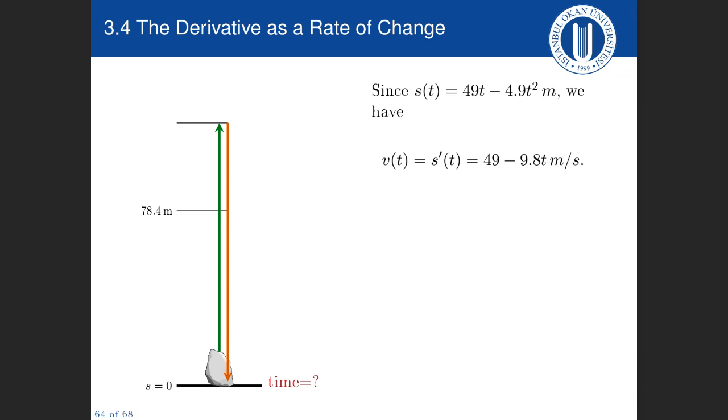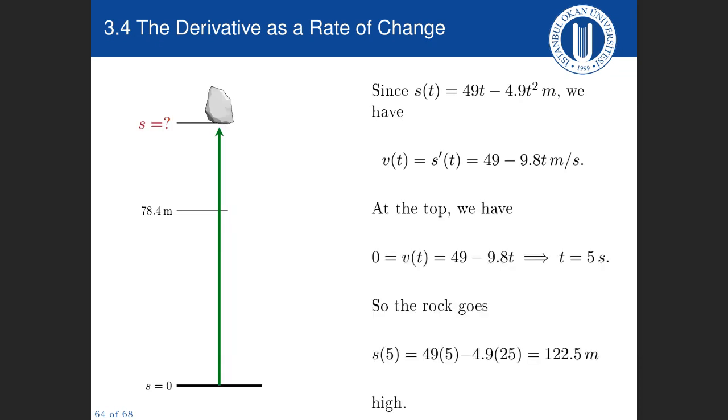Let's answer the first question. How high does it go? Well, when it gets to the top of its flight, it's not moving. When it's at the top, it's going to have velocity equal to 0. When do we have velocity equal to 0? We have velocity equal to 0 when the time is 5 seconds.